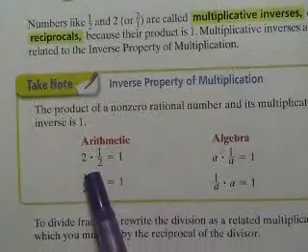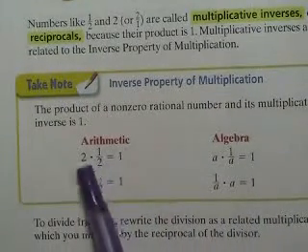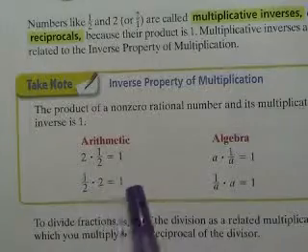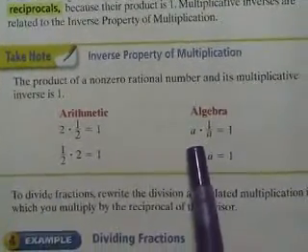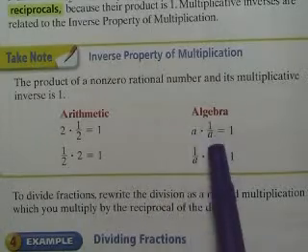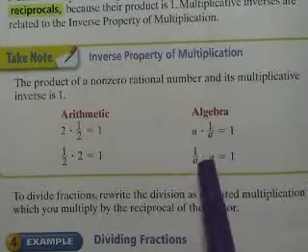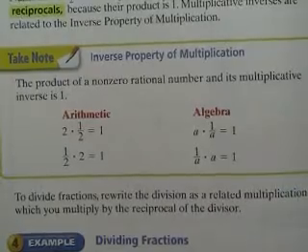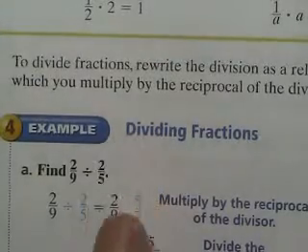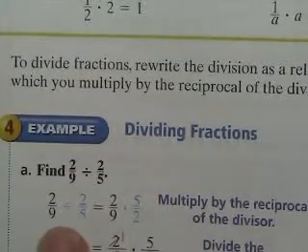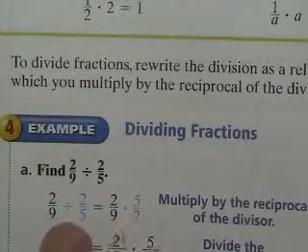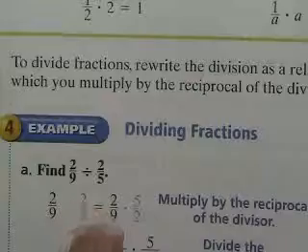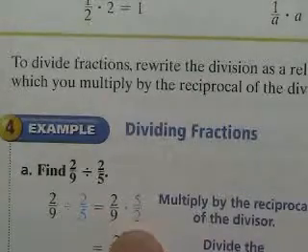Here it is, arithmetic. That was just numbers. 2 times 1/2 is 1. 1/2 times 2 is 1. And we can also use the same thing with algebra, using just letters, variables. A times 1 over A is 1. 1 over A times A is 1. And that is why when we divided fractions, we also multiplied by its reciprocal. Dividing by a fraction is the same thing as multiplying by its reciprocal.